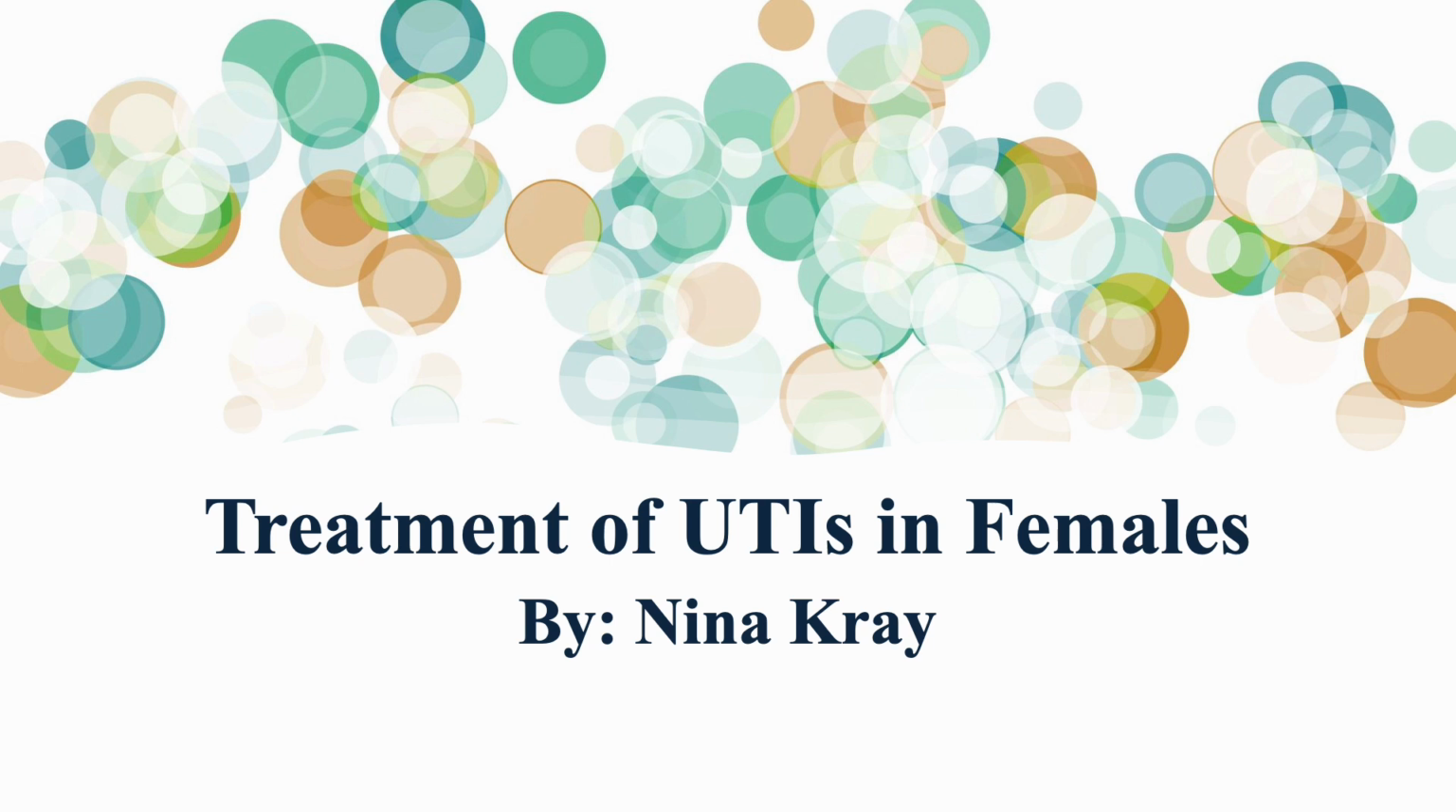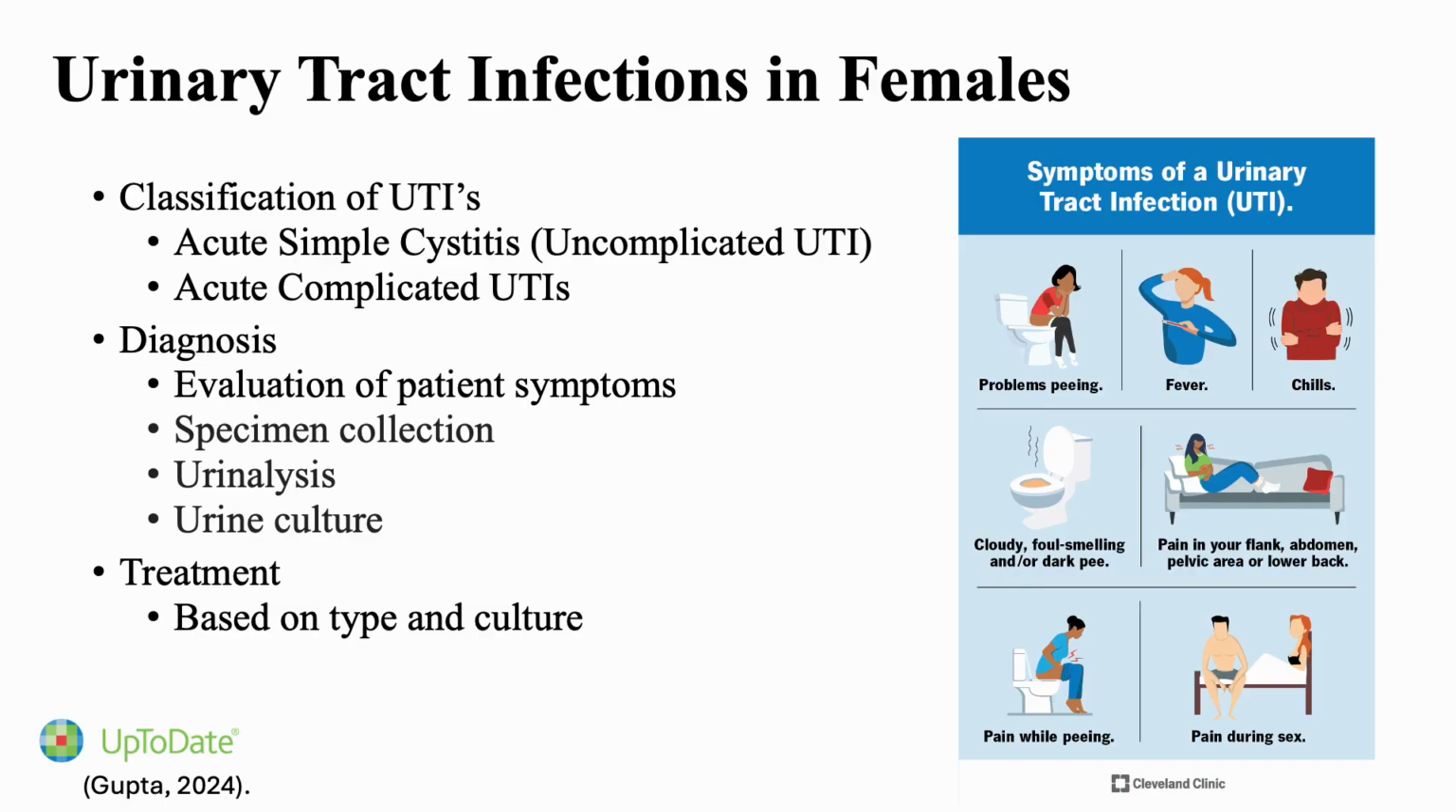Treatment of urinary tract infections, also known as UTIs, in females. Urinary tract infections are categorized into two main types: acute simple cystitis, also known as an uncomplicated UTI, and acute complicated UTI. Diagnosis of UTIs involves a thorough evaluation of patient symptoms, followed by specimen collection for urinalysis and a urine culture. The urinalysis helps in identifying the presence of bacteria and other abnormalities, while a urine culture provides valuable information on the specific type of bacteria that is causing the infection.